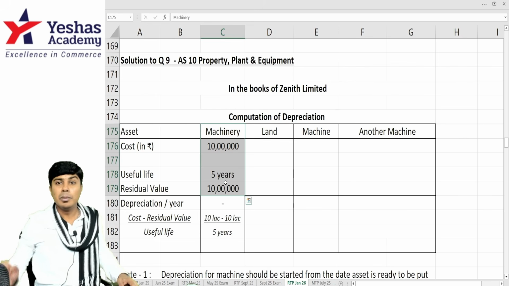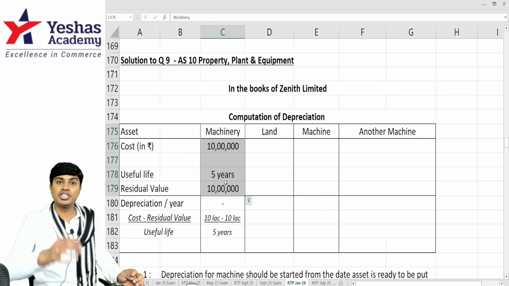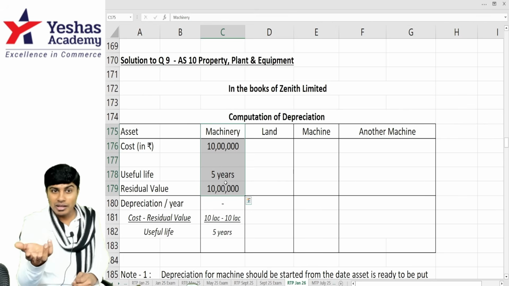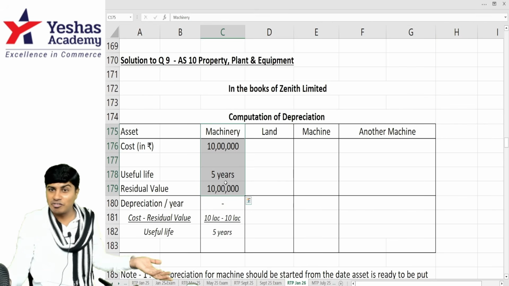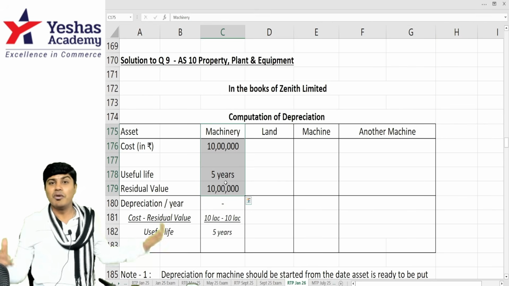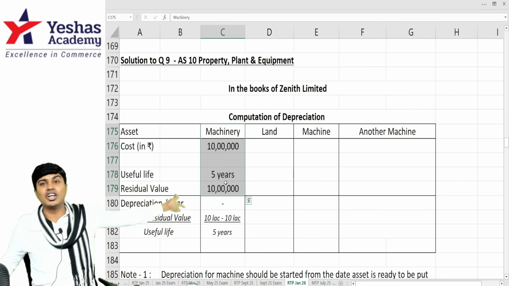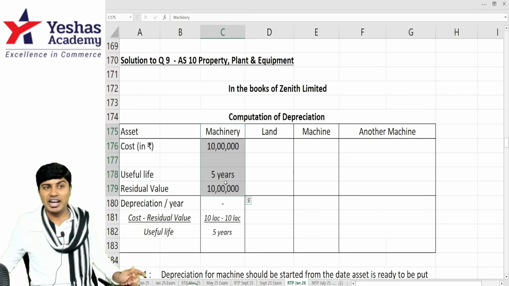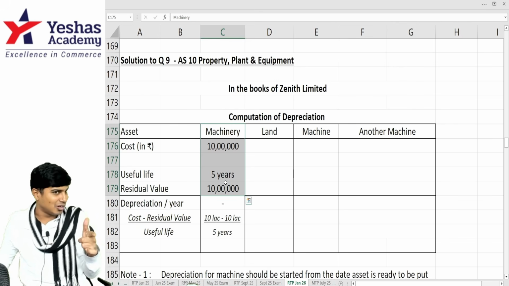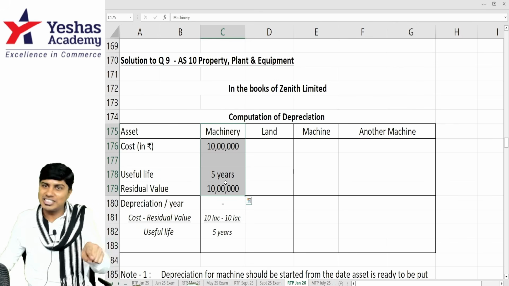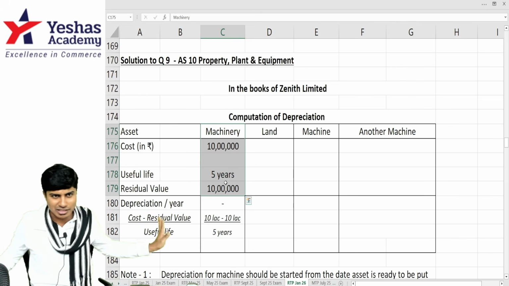Maybe this machinery's cost is 1 crore. Maybe government has given it to us at a concessional price of 10 lakh. Or maybe we bought it at 1 crore, but we received government grant of 90 lakh. We have reduced the cost of the asset to the extent of grant received to show it at nominal value, which if we do, we will not charge depreciation. Might be that the case.